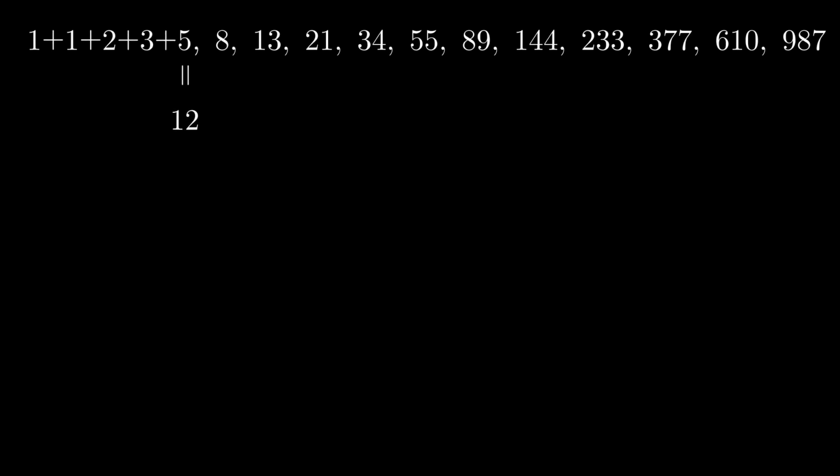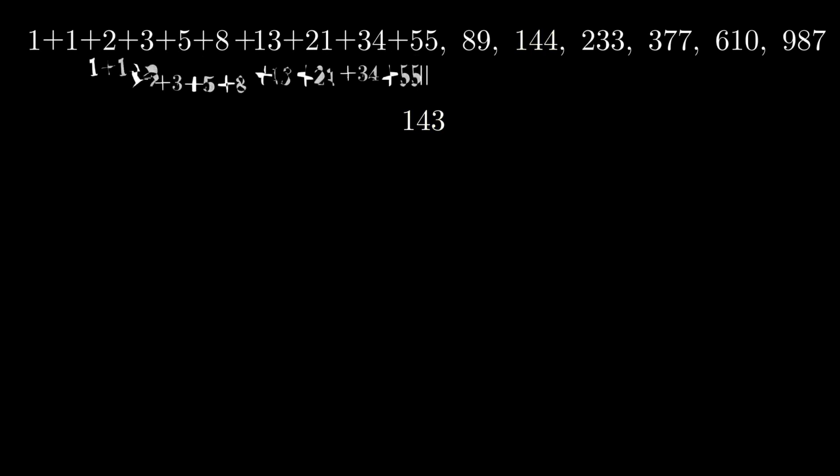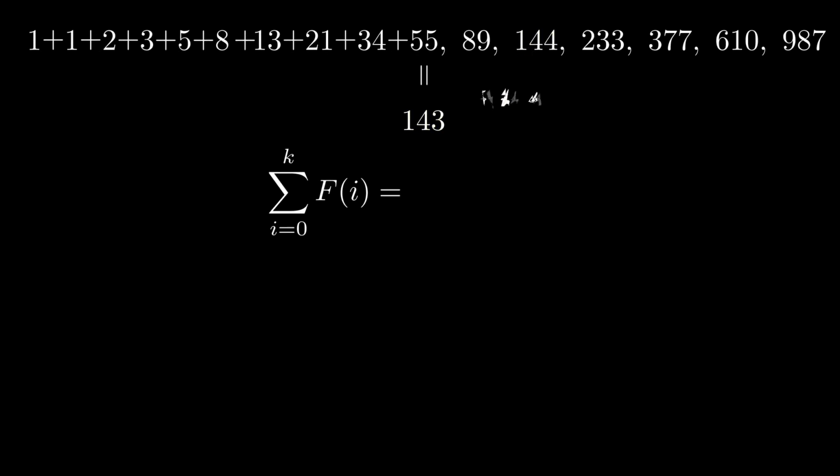The first pattern comes from adding successive Fibonacci numbers. Looking at each of these partial sums, we will notice a pattern. These sums are all 1 smaller than a later Fibonacci number. Writing this pattern more concisely, we have the sum of f0 up through fk is f of k plus 2 minus 1.